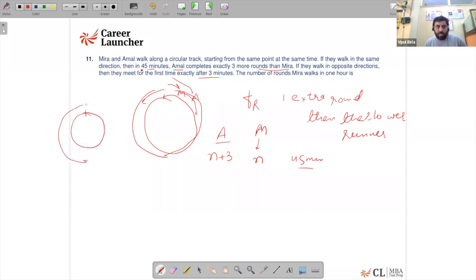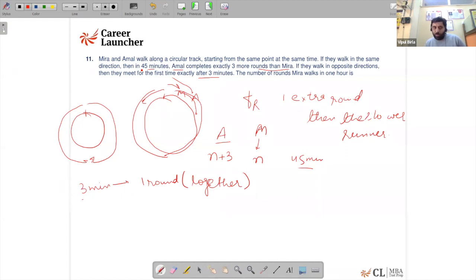So that means, can I say in that span of 3 minutes, together they will complete 1 round? In that span of 3 minutes, together they'll complete 1 round, because some portion will be covered by Meera and the remaining will be covered by Amal. So together they complete that 1 round in 3 minutes, right?